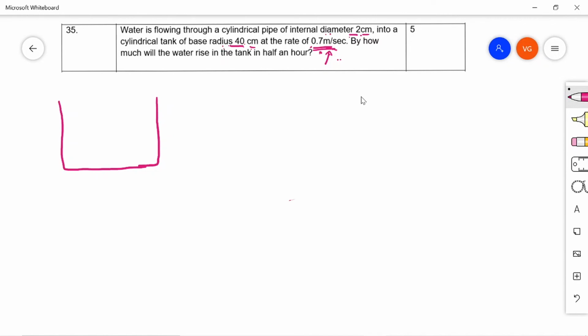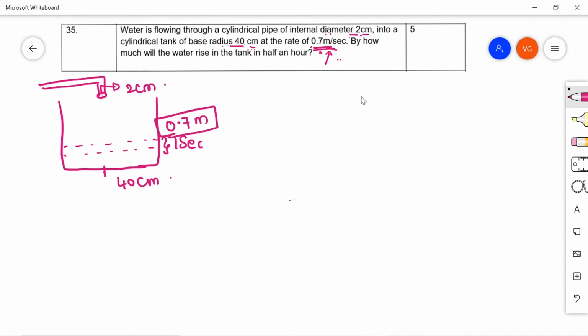So now, say this is the tank, suppose the radius is given as 40 centimeter here. Then pipe of diameter here 2 centimeter. So 0.7 meter per second. So in 1 second, the height raised in the water tank is 0.7 meter, right? So the flow is 0.7 meter per second, means for every second 0.7 meters height is raised. So write it down clearly.